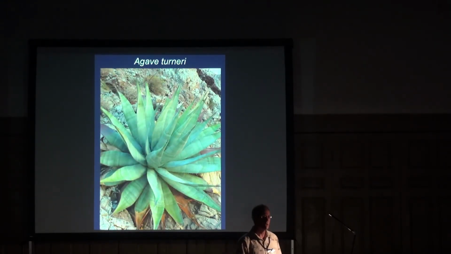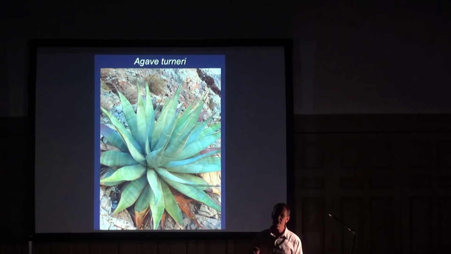Agave turneri is one of those from a hyper-arid region. This is in northeastern Baja California. Actually, it's only about 35 miles south of Mexicali along the Baja California coast. And it's in the range called the Sierra Cucapá, which probably receives less than 2 centimeters of rainfall annually. So it's one of those hyper-arid regions.